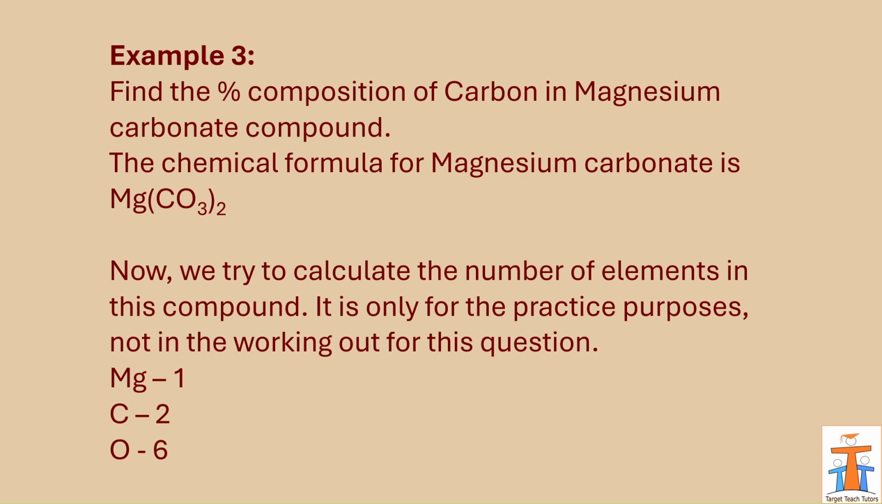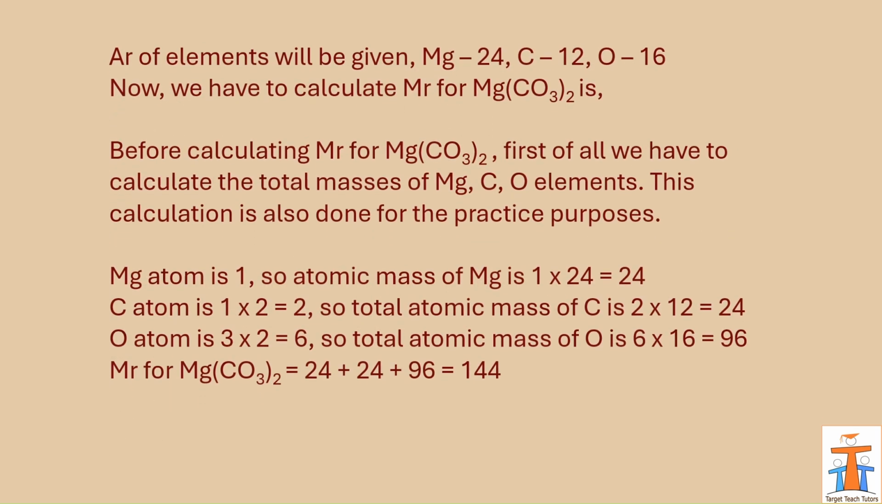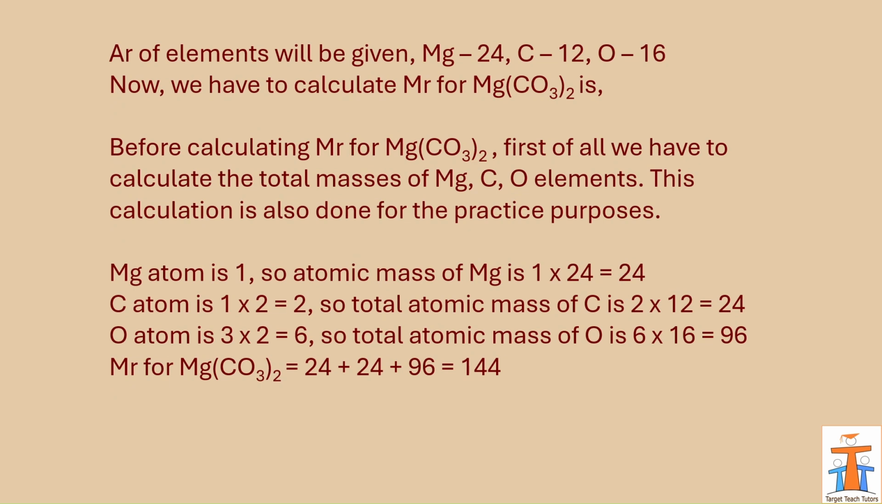Now we try to calculate the number of elements in the compound. It is only for practice purposes, not in the working out for this question. The number of magnesium is 1, carbon is 2, oxygen is 6. Relative atomic masses of elements will be given. Magnesium is 24, carbon is 12, oxygen is 16.